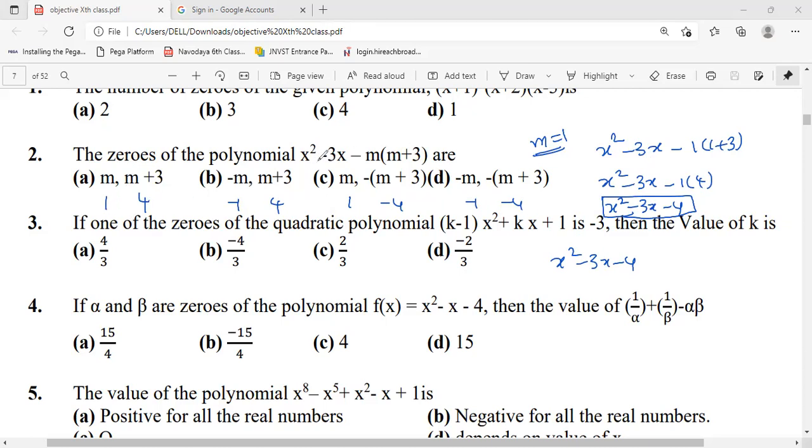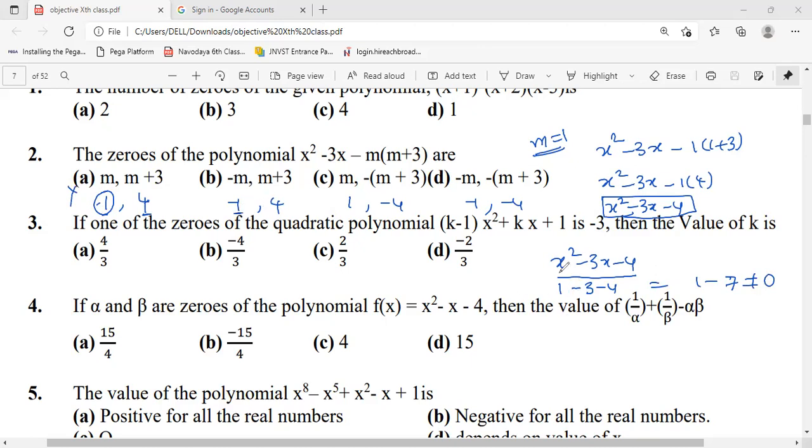Now we made x square minus 3x minus m of m plus 3 equal to x square minus 3x minus 4, and options also I modified as 1 comma 4, minus 1 comma 4, 1 comma minus 4, and minus 1 comma minus 4. Now just substitute in place of x this 1 one time and this 4 one time. Which option is giving two zeros for individual 1 and 4? That is our answer. First I am substituting x equal to 1. So 1 minus 3 minus 4, equal to 1 minus 7. This is not equal to 0. So this is not our option.